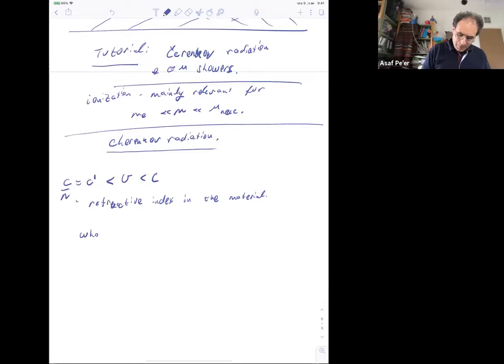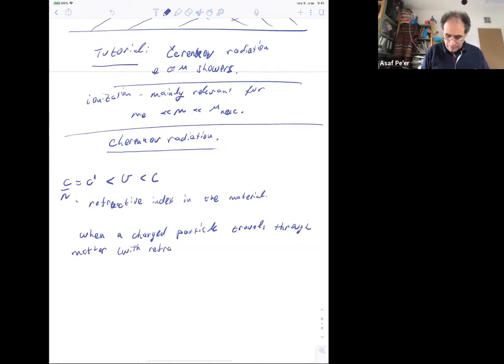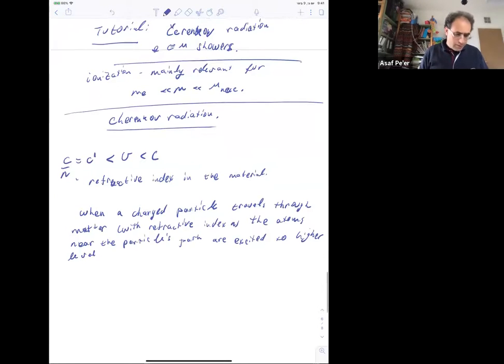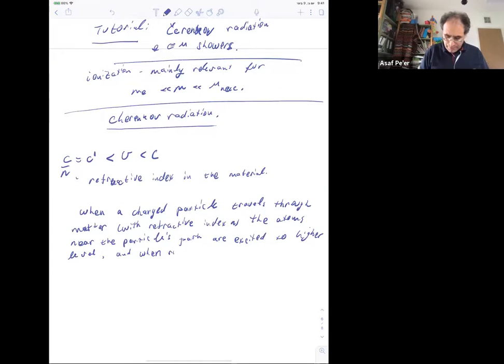So when a charged particle travels through matter with refractive index n, and the atoms near the particle's path are excited to a higher level, and when returning to the ground states, the atoms emit photons.